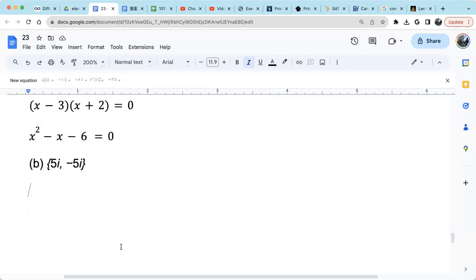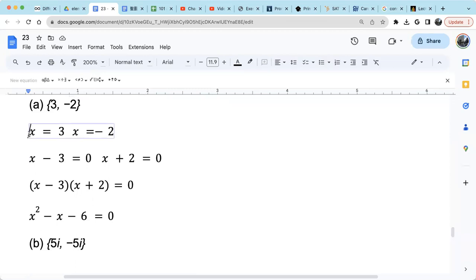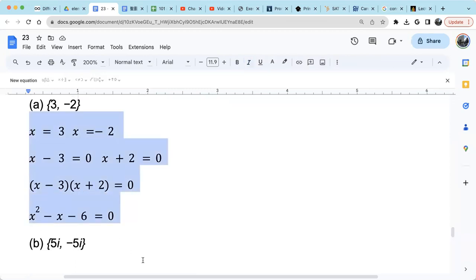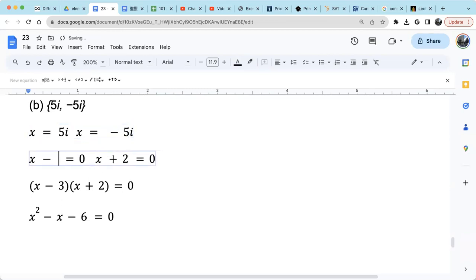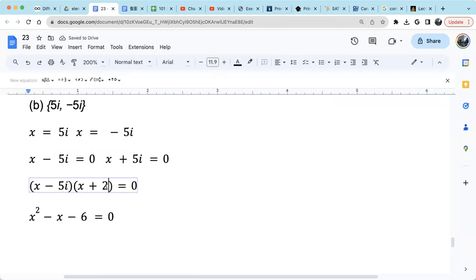Similarly, for b, I'm going to copy this and just change the numbers. So now I have 5i and negative 5i. I'm going to do the same thing. x minus 5i equals 0, x plus 5i equals 0. 0 times 0 is 0, so x minus 5i times x plus 5i is still 0.